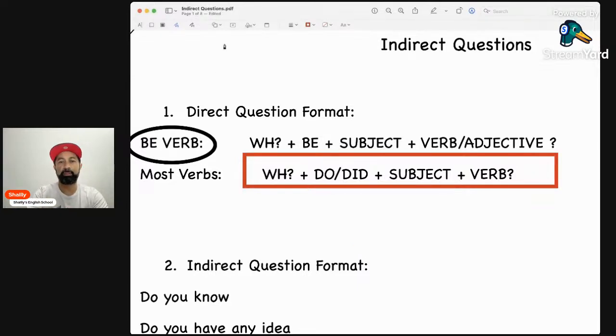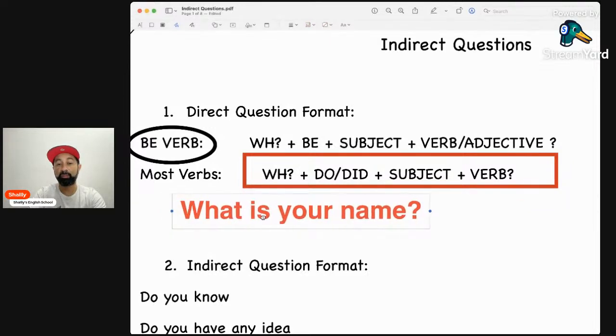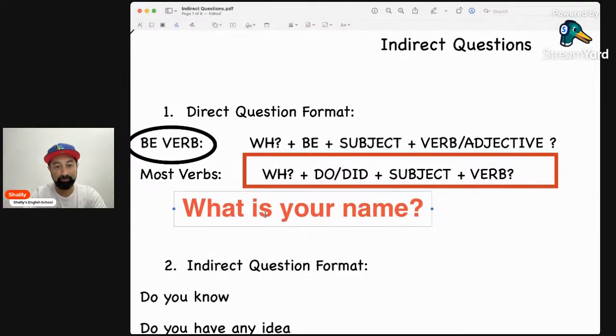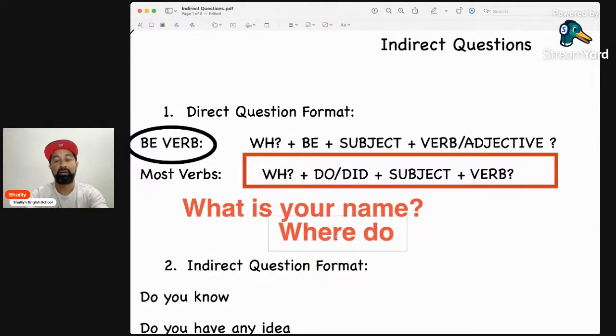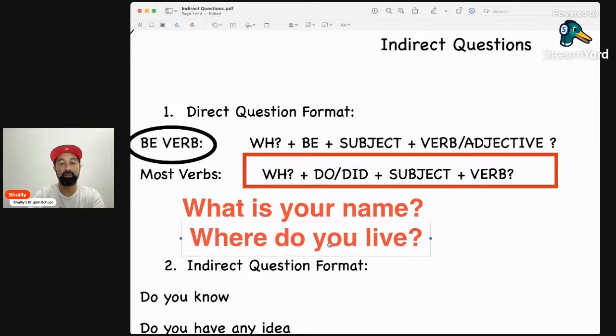So let's look at a couple of example sentences with direct questions. A very common direct question could be, what is your name? Very, very common, very direct question. Now, if we're going to do a do, did, or does question, and if it's direct, I could say, where do you live? Another very common direct question. This is too direct, as I said.